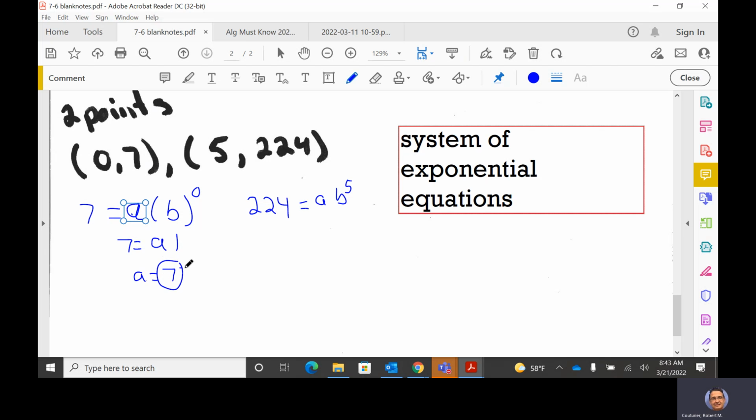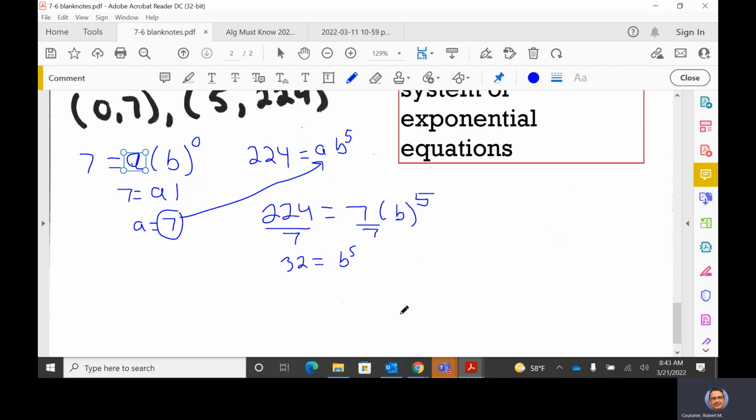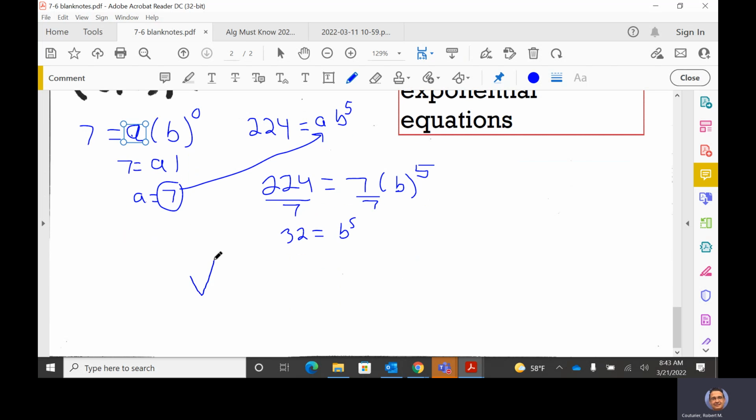So then we can use the law of substitution to plug it in there. 224 equals 7 times B raised to the power of 5. Now we need to solve for B. So divide by 7. Divide by 7. 32 is equal to B raised to the power of 5. And this is when we will have to use a new button in our calculator. It's the nth root button.